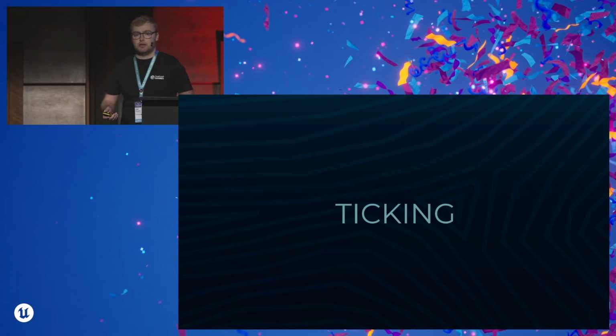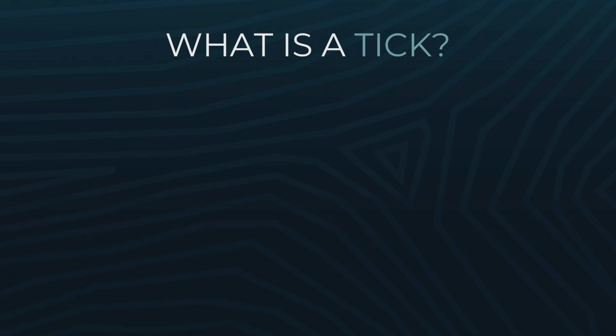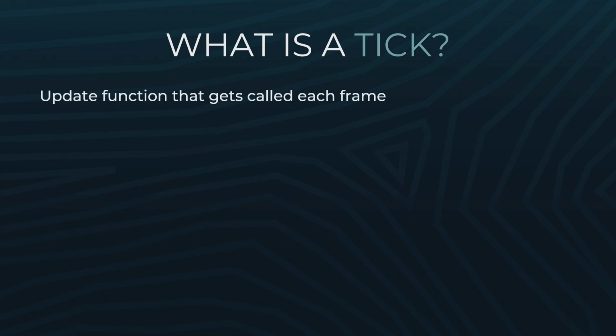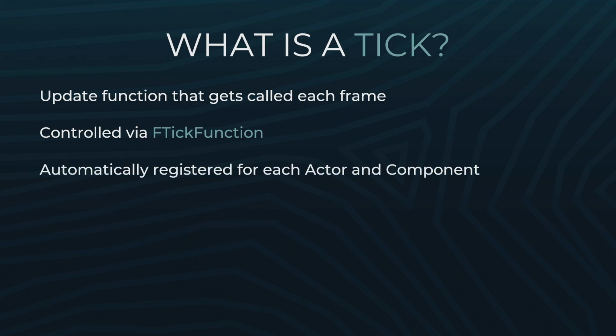So to get into our main bulk of things here, we'll look at ticking, and I've mentioned that a couple of times now. But what is a tick? A tick is an update function that gets called every frame. This is used in most programming and software, but in Unreal that's controlled by an FTickFunction. So this is a struct that's used in the engine to define that an object wants to tick. And this is automatically registered for each actor and component with the primary actor tick and primary component tick respectively.